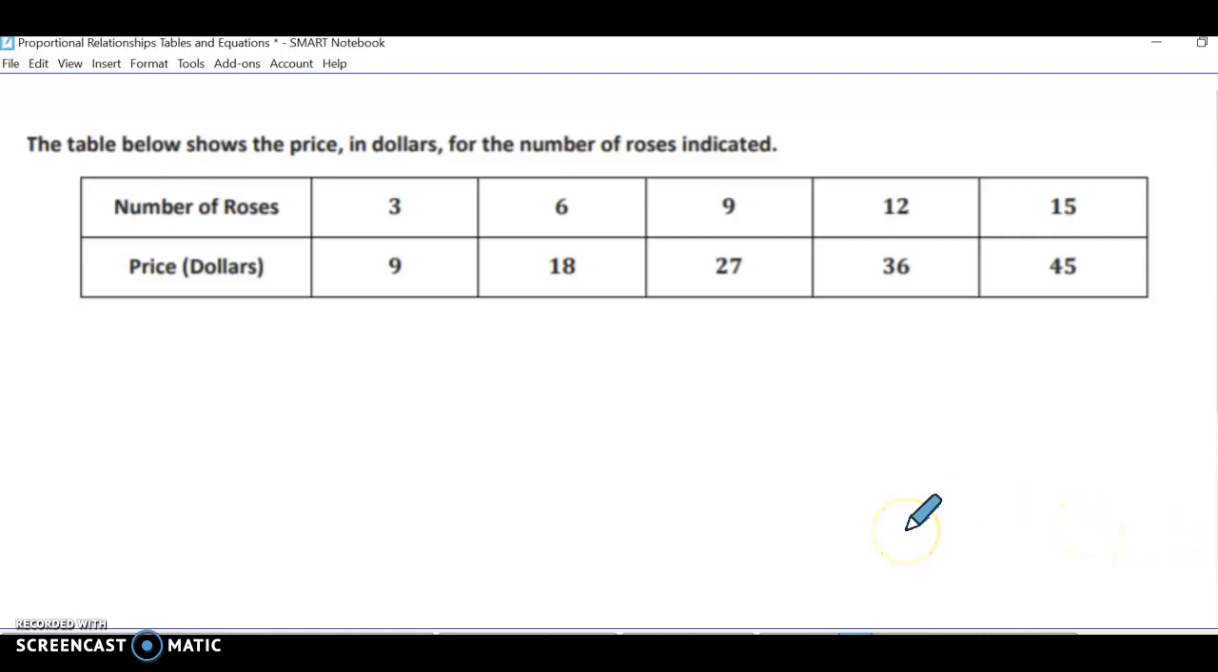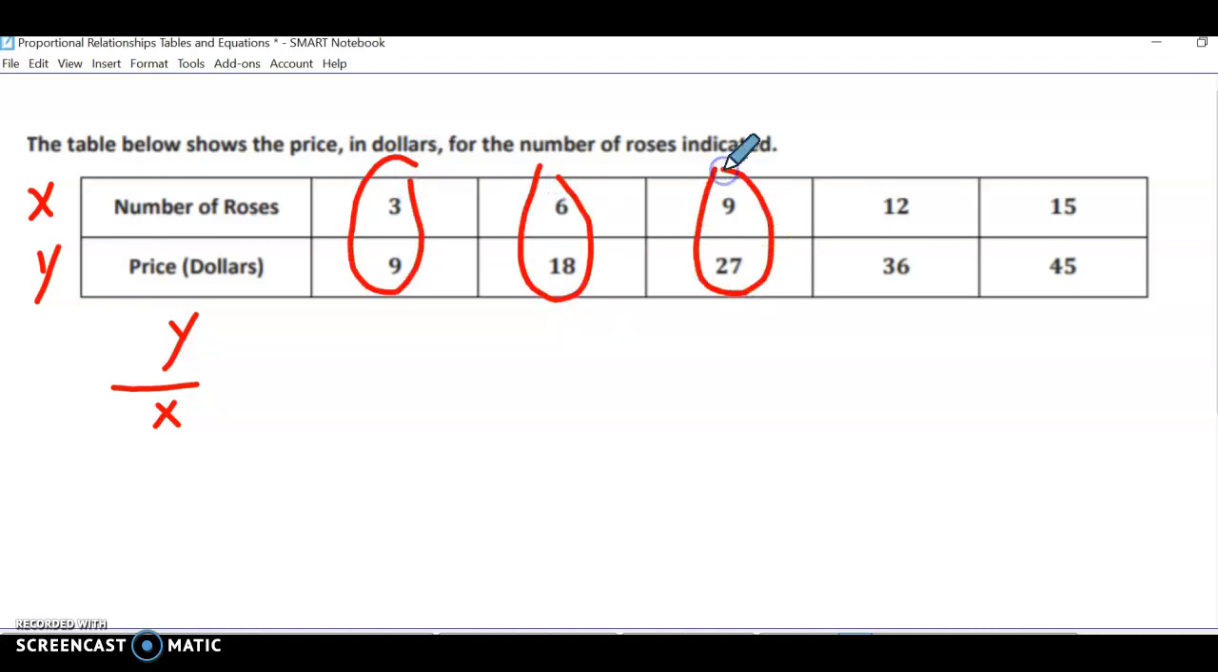All right, this is a table that shows the price in dollars for the number of roses that somebody buys. I'm going to put x for the number of roses, and y is the variable that stands for price. And remember I said that our constant of proportionality is y divided by x. So for each of these ratios, each of which is a relationship between these variables, we have to determine if y divided by x is the same. Okay, these are pretty easy numbers.